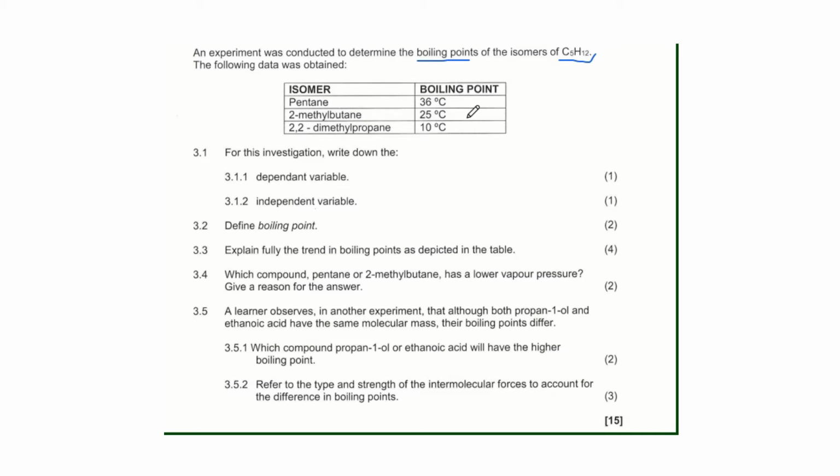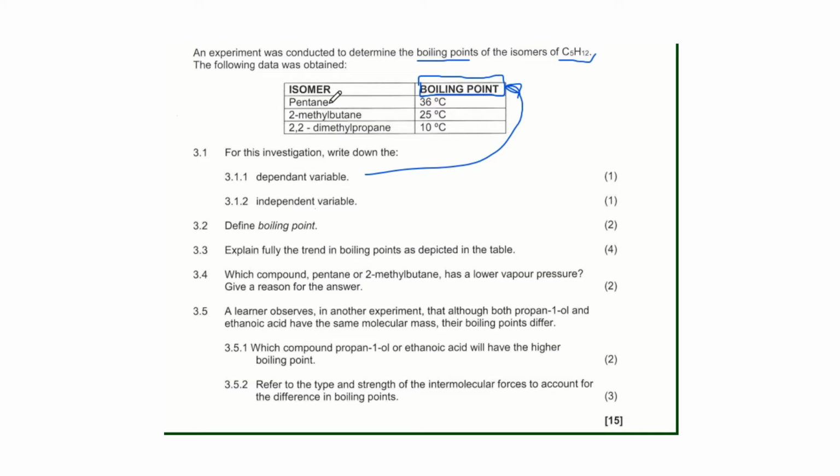The first question says, for this investigation, write down the dependent variable. The dependent variable is the boiling points, because the boiling points depend on the branching of the isomer. In other words, I can now say the dependent variable is the boiling point. It depends on this.